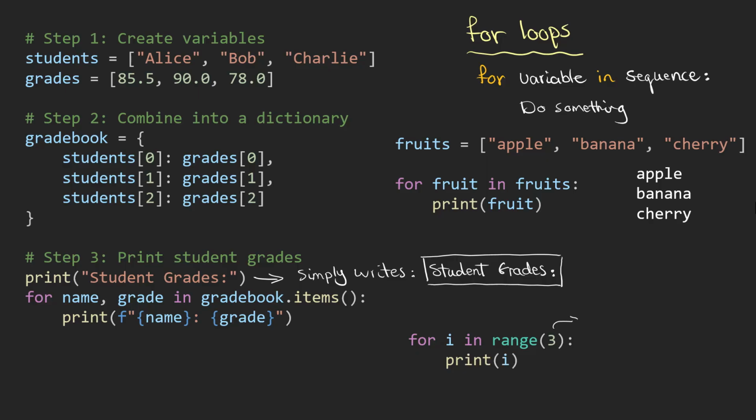As another example for the for loop, we can use this object called range, which gives us a sequence of numbers from 0 to 2.